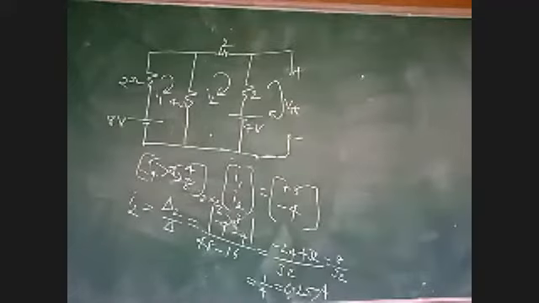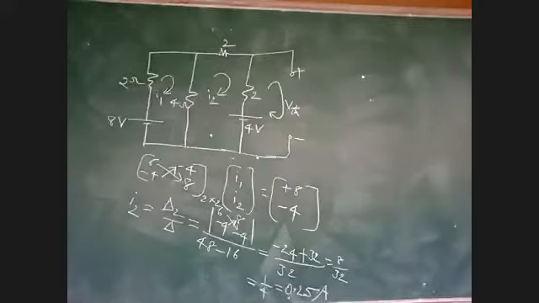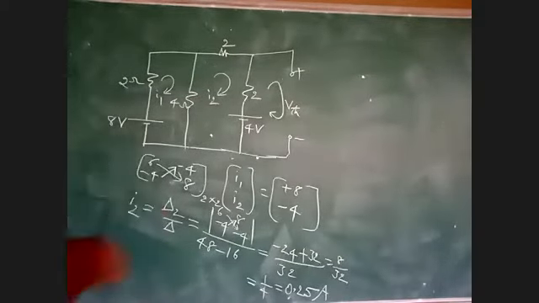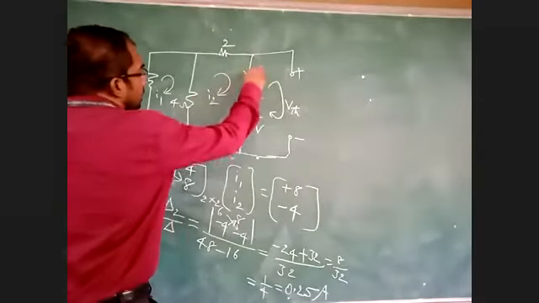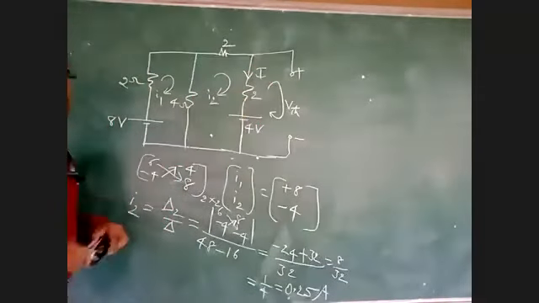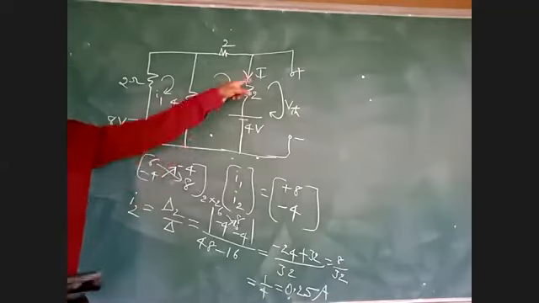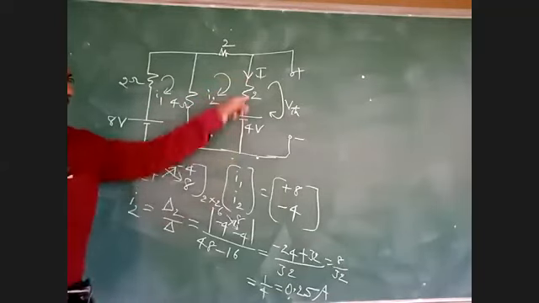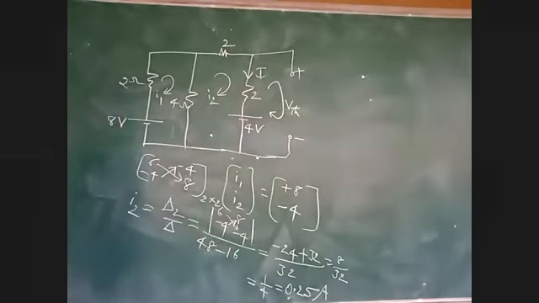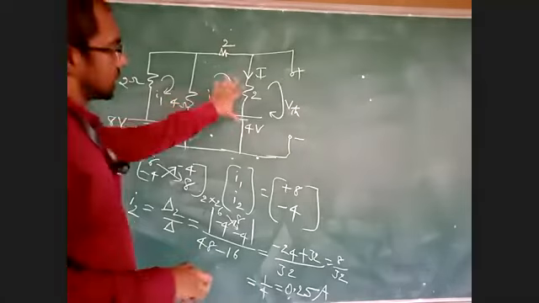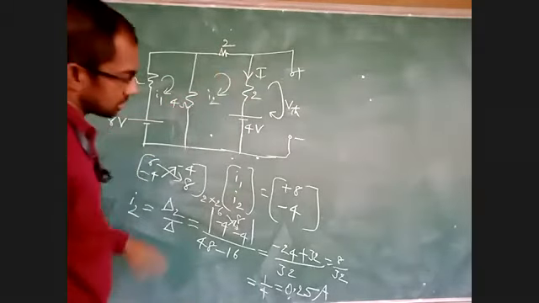Yes, sir. Okay. Now we have applied mesh analysis for determining the current. Listen here. I am assuming the current direction like this. I2 and I are in the same direction. Therefore, I2 is equal to I. The current flowing in this 2 ohms is 0.25 ampere, because by using mesh analysis I determined the current in 2 ohms.